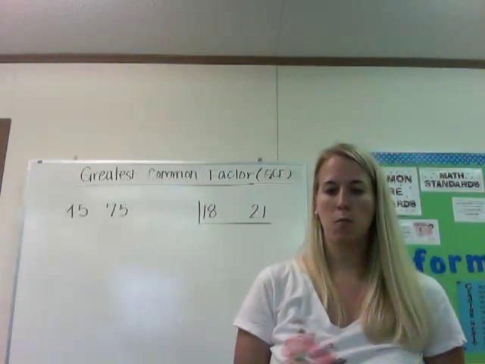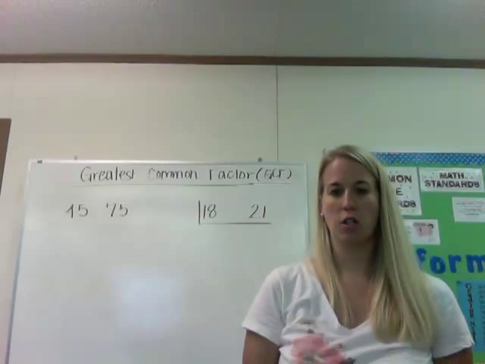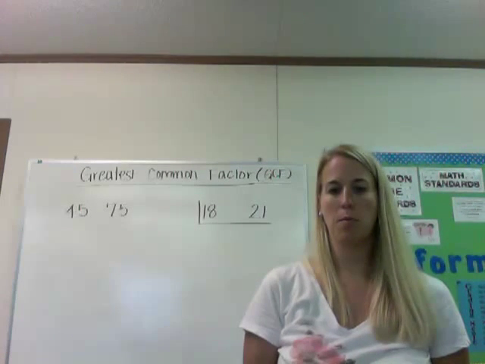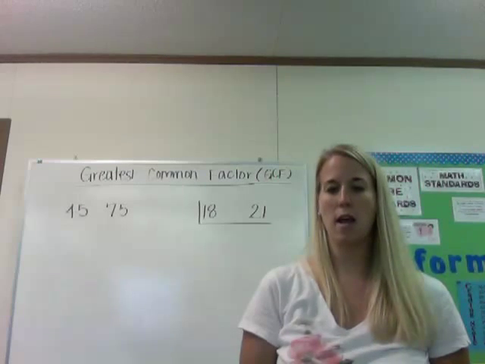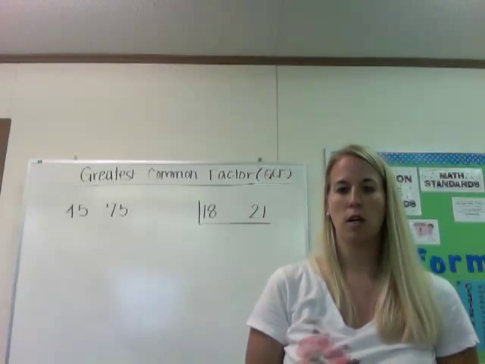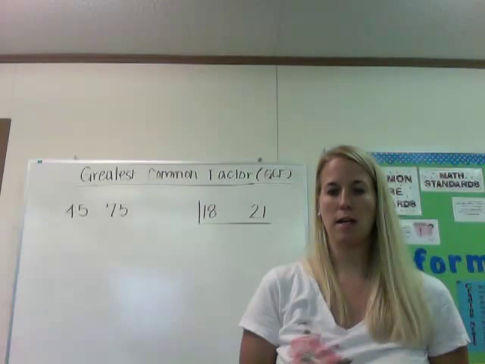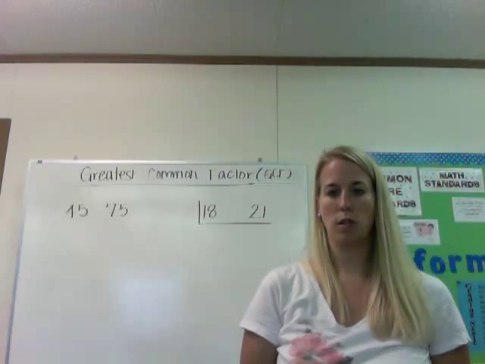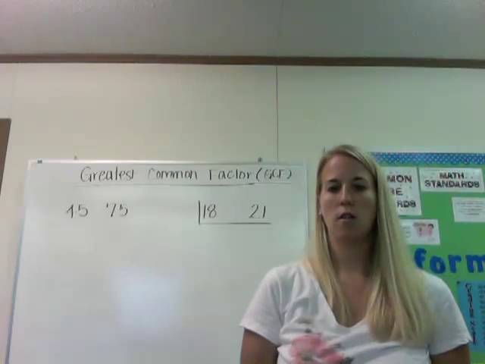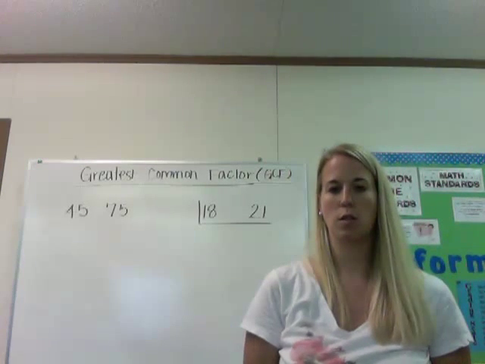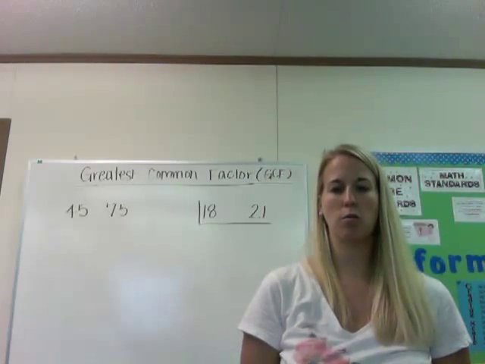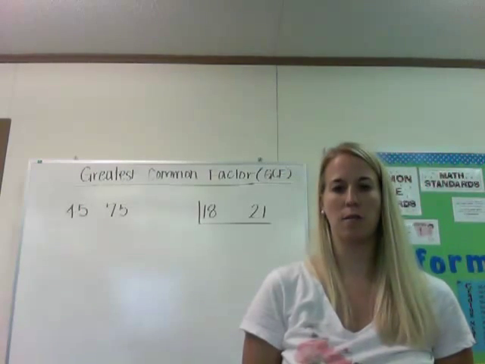This works the same way as it did with prime factorization, except when we find a prime number, it has to go into both 18 and 21. So I'm going to ask myself, what's a prime number that can go into 18 and 21? 3. 3 can go into both 18 and 21, so 3 will be written on the outside of my bracket.